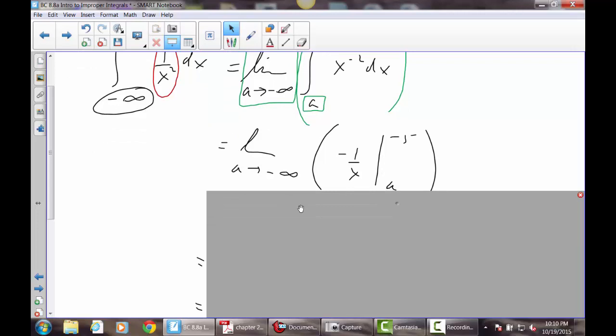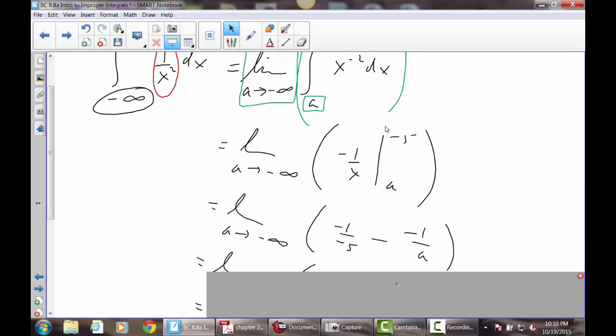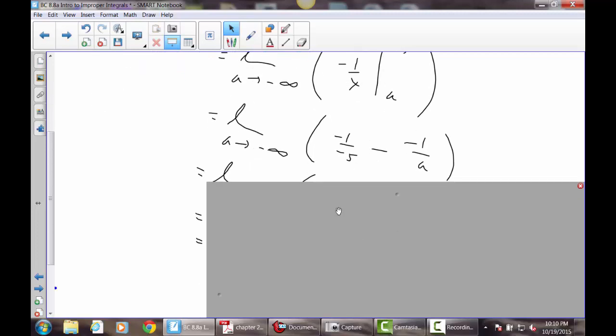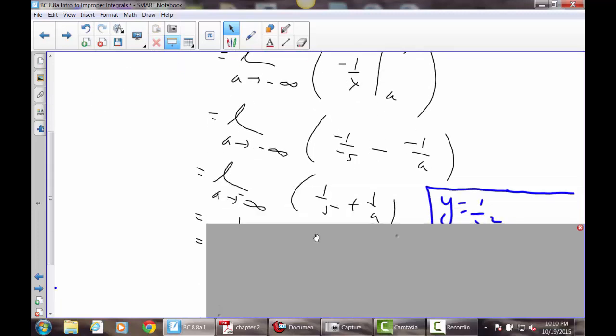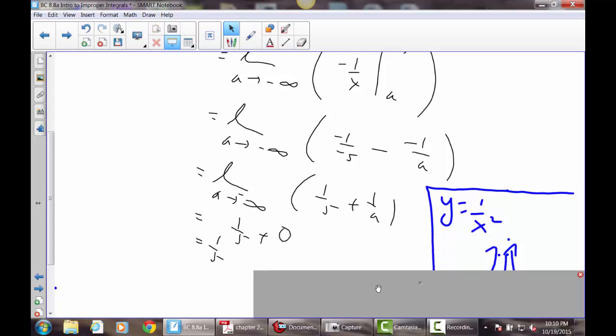Remember, don't do anything with the limit until the very end. I'm going to plug in negative 5, then I'm going to plug in a and subtract. I get 1/5 plus 1 over a. Now, the limit as a goes to negative infinity: 1/5 is 1/5, that doesn't change anything. But if you let a go to negative infinity, this expression will go to 0. And therefore, your answer is 1/5.